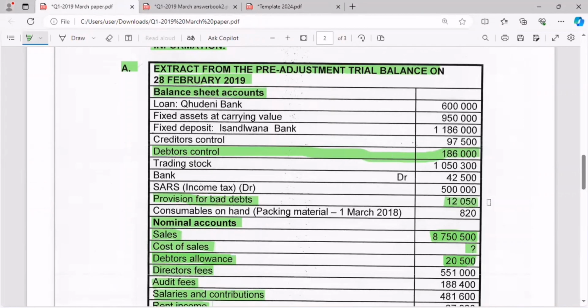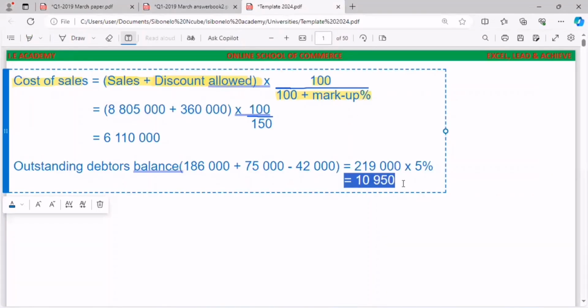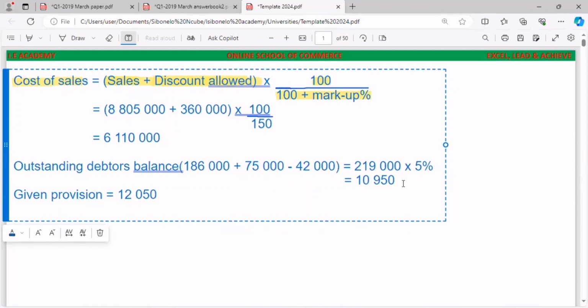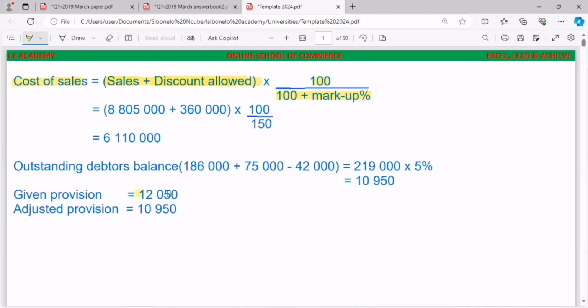So we can see here that the provision for bad debts has decreased. So initially it was 12,050. So initially we had the given provision of 12,050, and now we have the adjusted provision. So the adjusted provision is the one that we have just calculated, the one that we have just adjusted. So the adjusted one is 10,950. So guys, the provision for bad debt has decreased from 12,050 to 10,950.